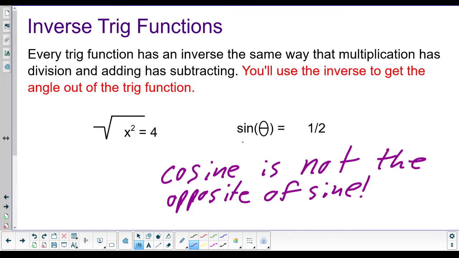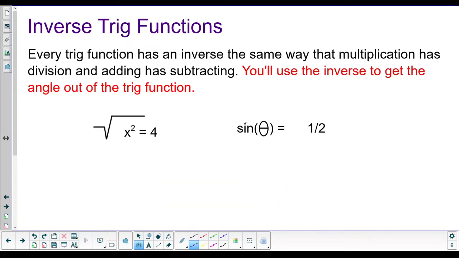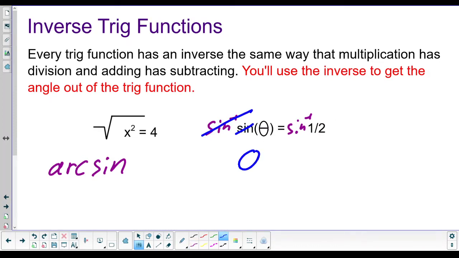We need the inverse of this thing. Unfortunately, there is no fancy name for the inverse of sine. It's just the inverse of sine. Another way you can write it, sometimes you'll see it on calculators this way, is arc sine. Either way, you need to do an inverse sine on both sides. So the inverse sine will cancel the sine, and then you'll get theta equals the inverse sine of 1/2.